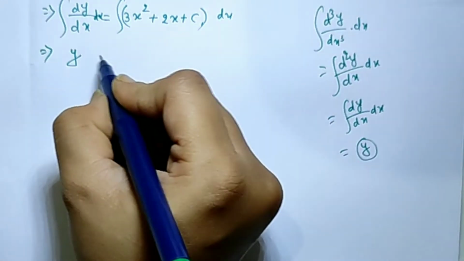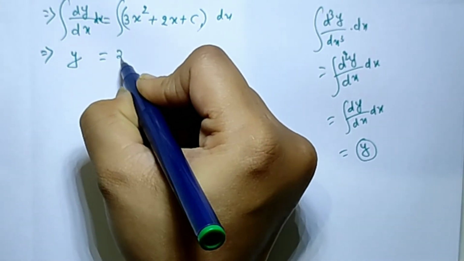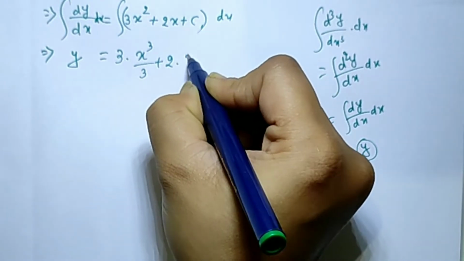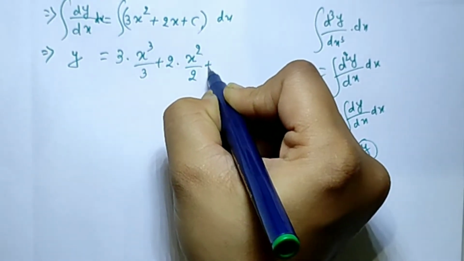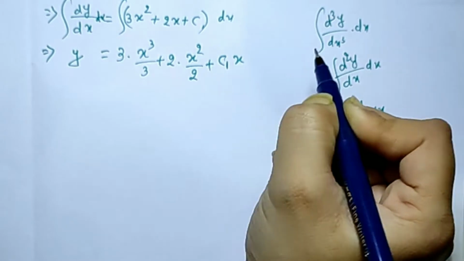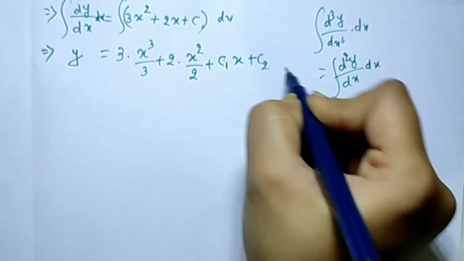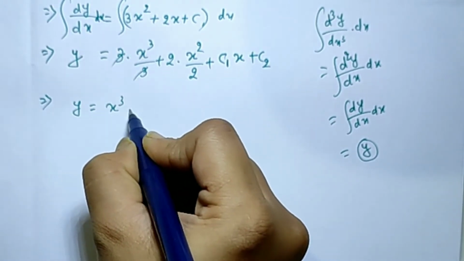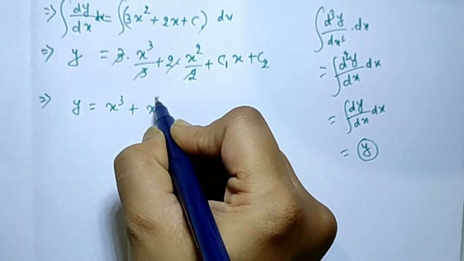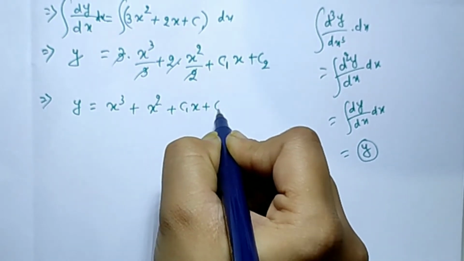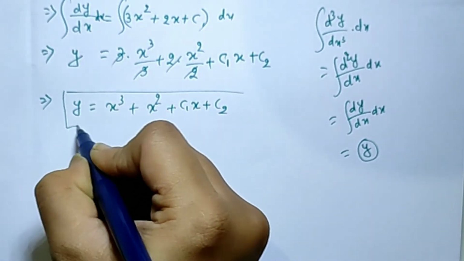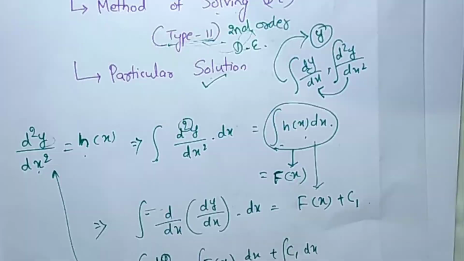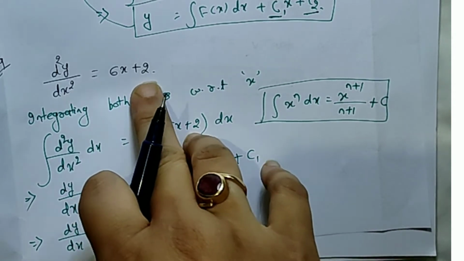Clear? Which is equal to 3 is constant, x square integration will be x cube by 3, plus 2 is constant, x integration will be x square by 2, plus c1 is constant, dx integration will be x plus c2. Which implies y is equal to, 3 is cancelled, so x cube plus, 2 is cancelled, x square plus c1x plus c2. This is the solution to the given differential equation, which is d square y by dx square is equal to 6x plus 2.